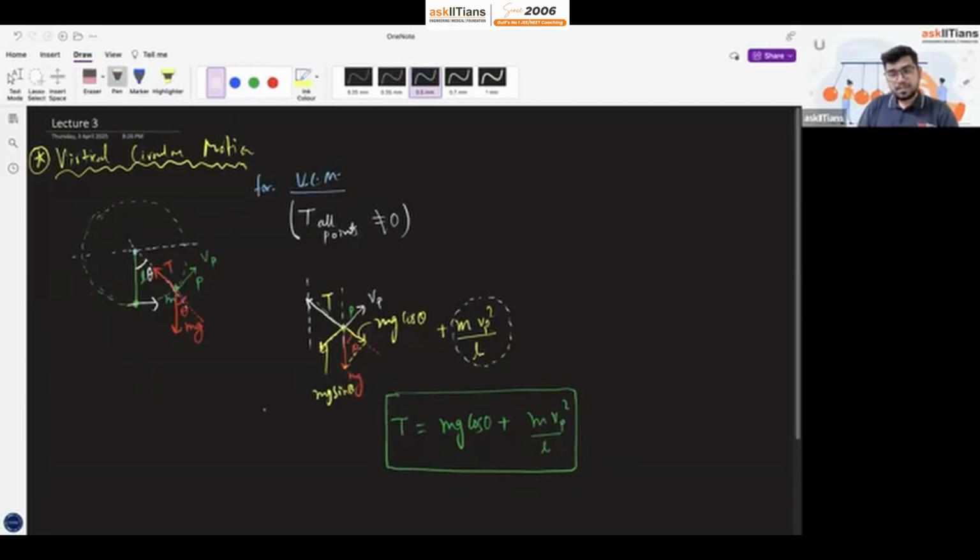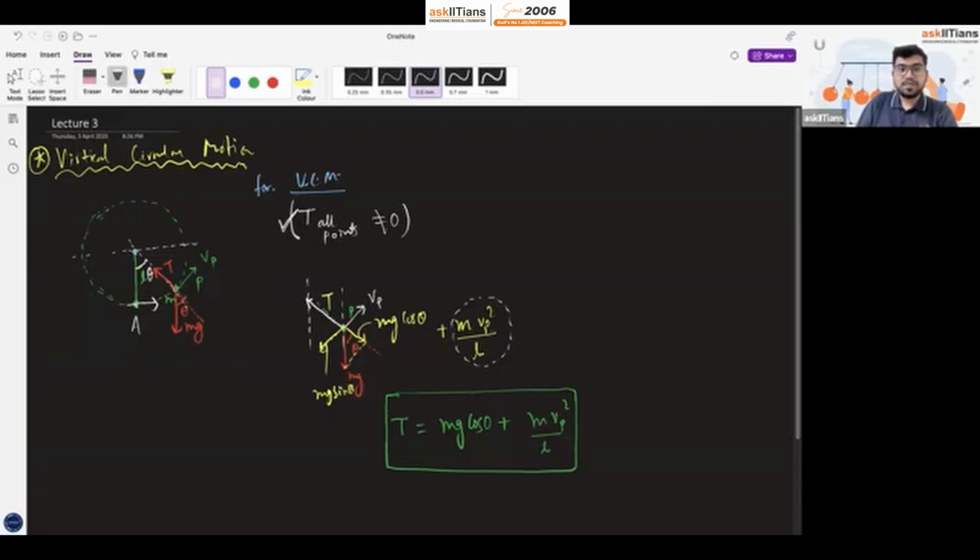Now, if I think about by giving what velocity I can make this a confirm point, then I would see for that particular thing what should be the minimum velocity given at point A so that it makes a complete circle in the vertical plane.